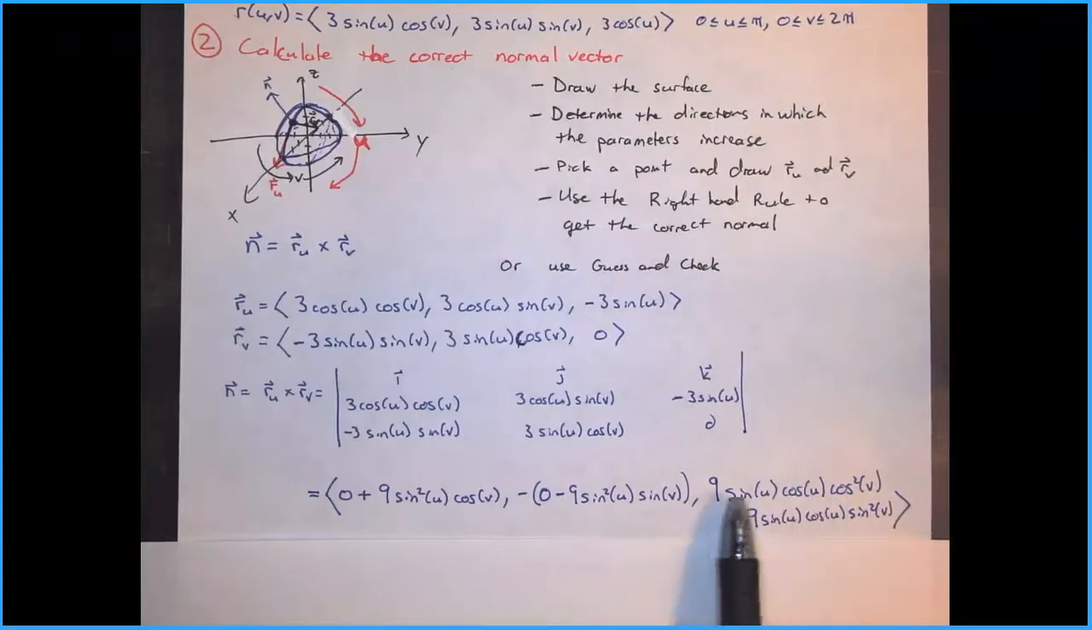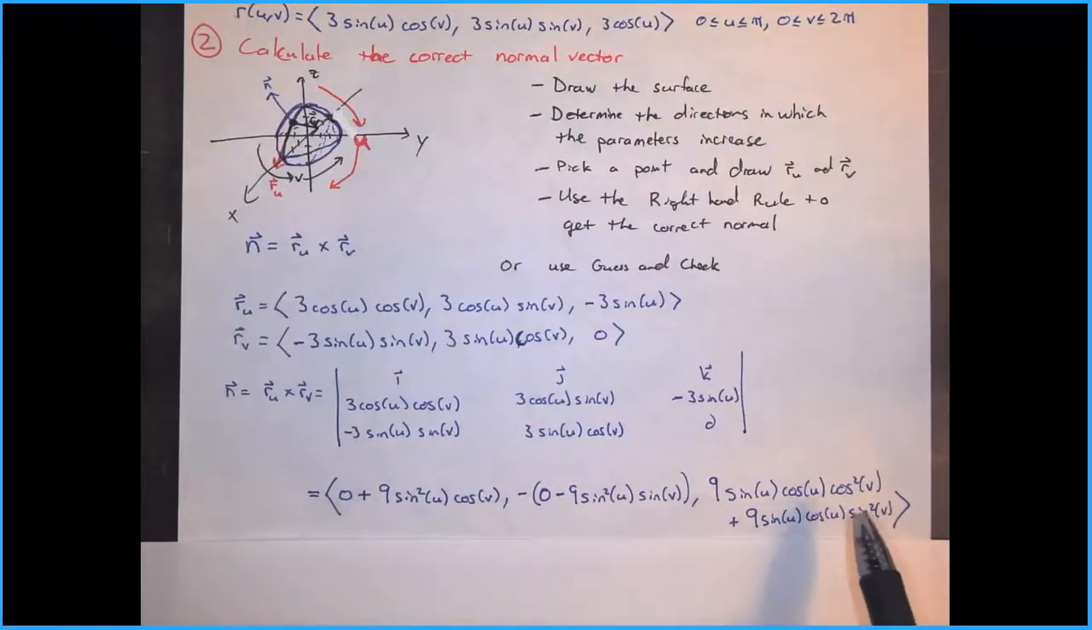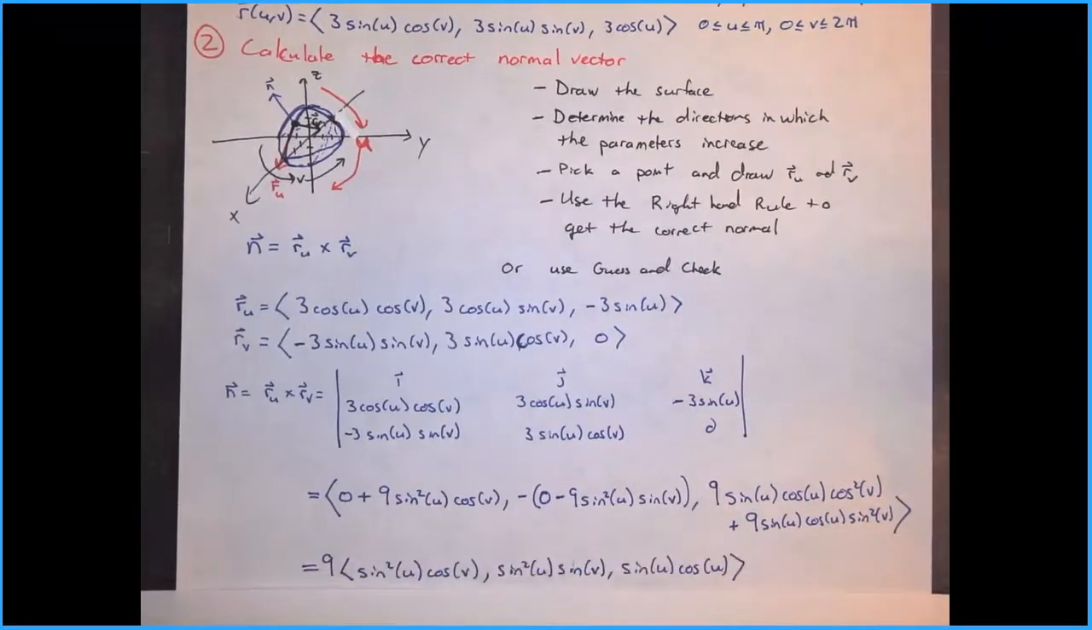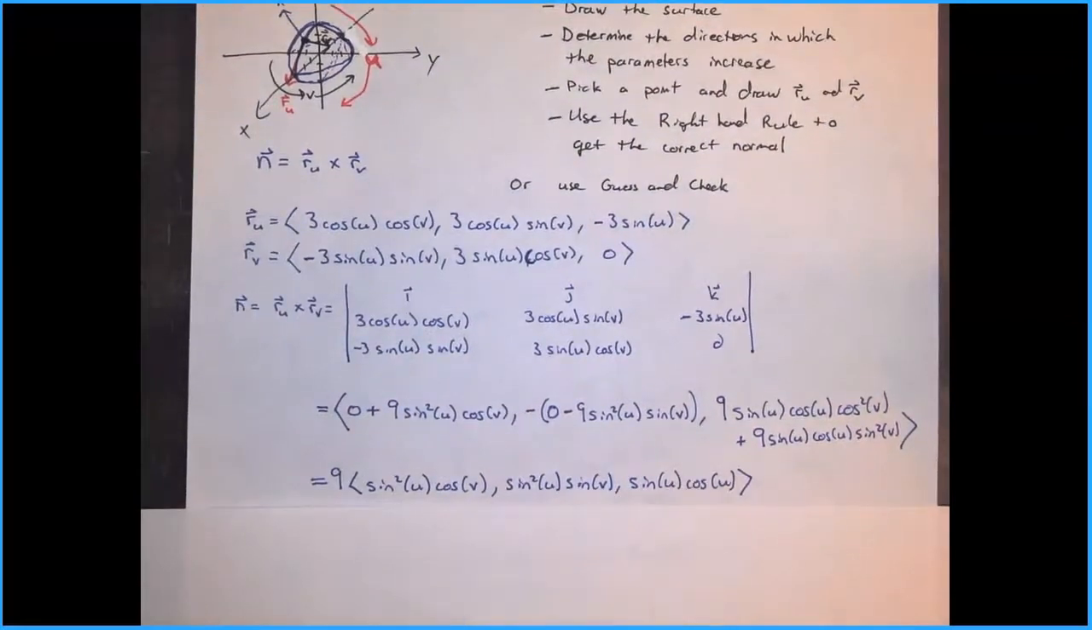And here you notice I have a 9 in all three components, so I can factor that out because these zeros are going to disappear. I can factor a sine u cosine u out of these two terms, and I'm left with cosine squared plus sine squared, which is just 1. So this simplifies to 9 times the vector sine squared u cosine v, sine squared u sine v, sine u cosine u. So now I've computed one of the normals.